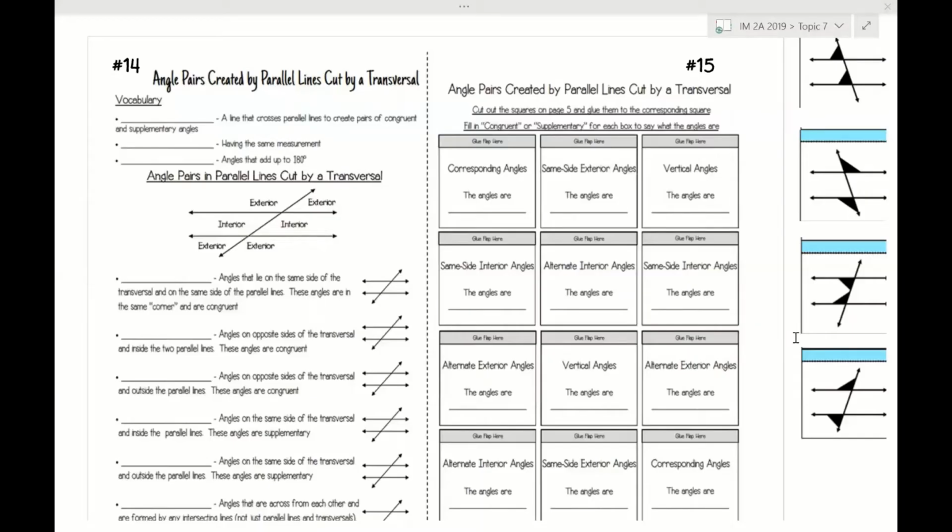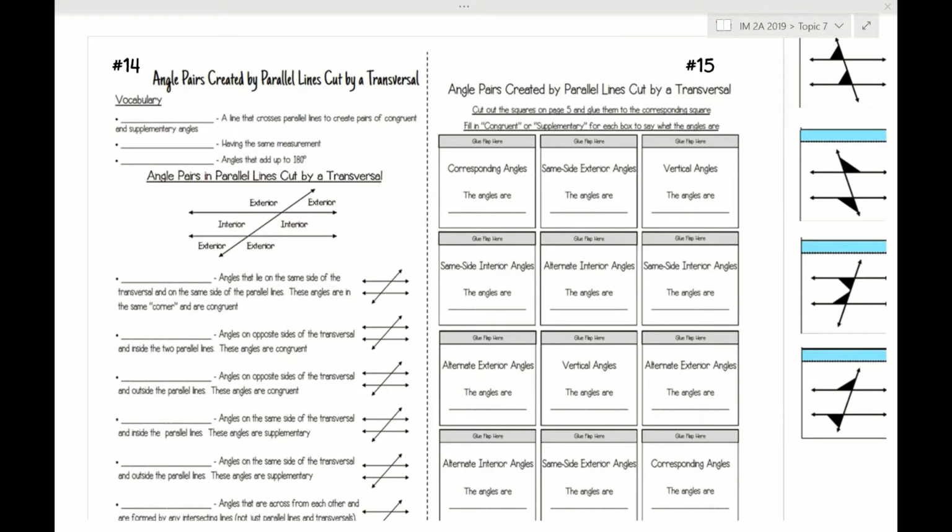Okay, so today we are going to look at angle pairs created by parallel lines cut by a transversal. So you should have 4 different white pages and then 1 blue page. So you should have page number 14, angle pairs created by parallel lines cut by a transversal. Number 15, which goes along with the blue page.